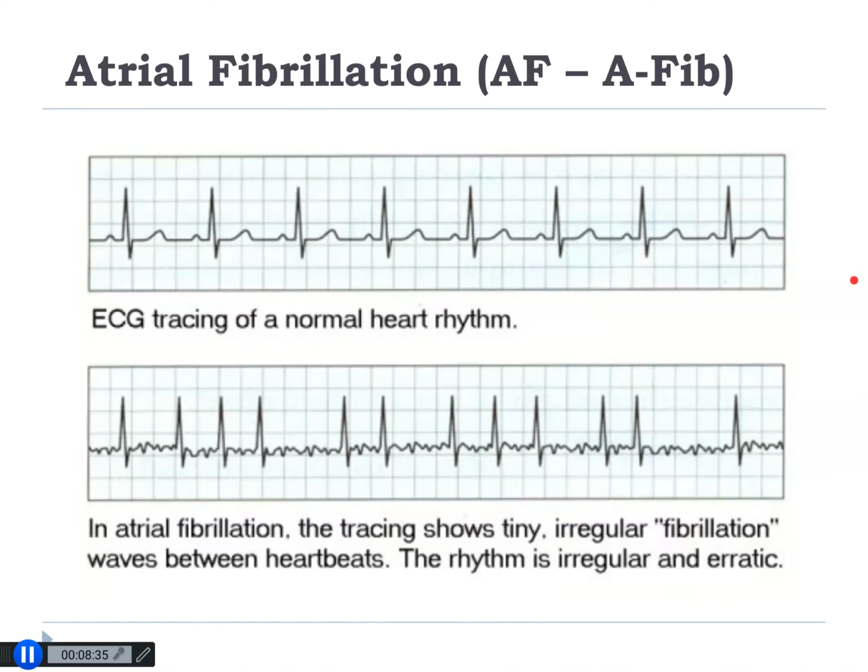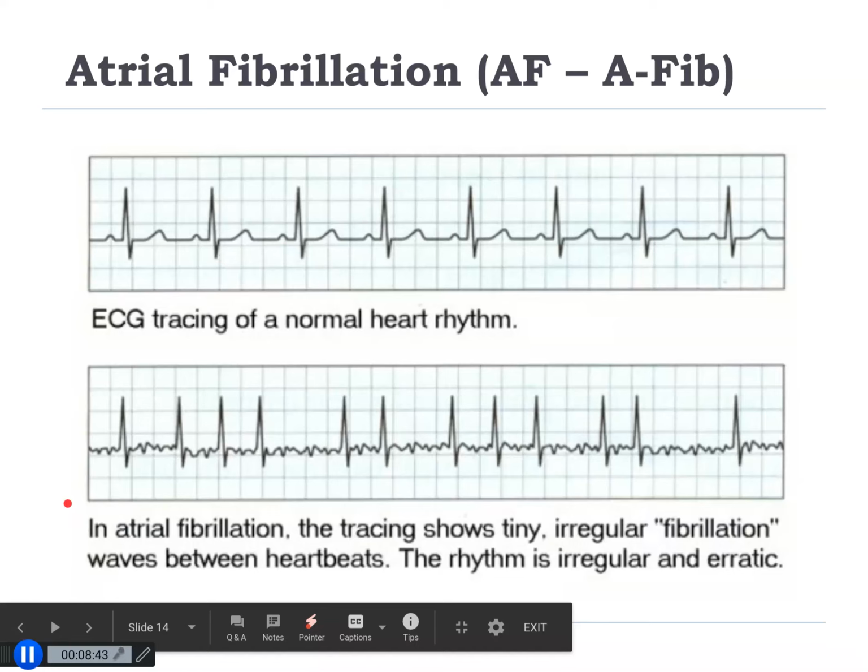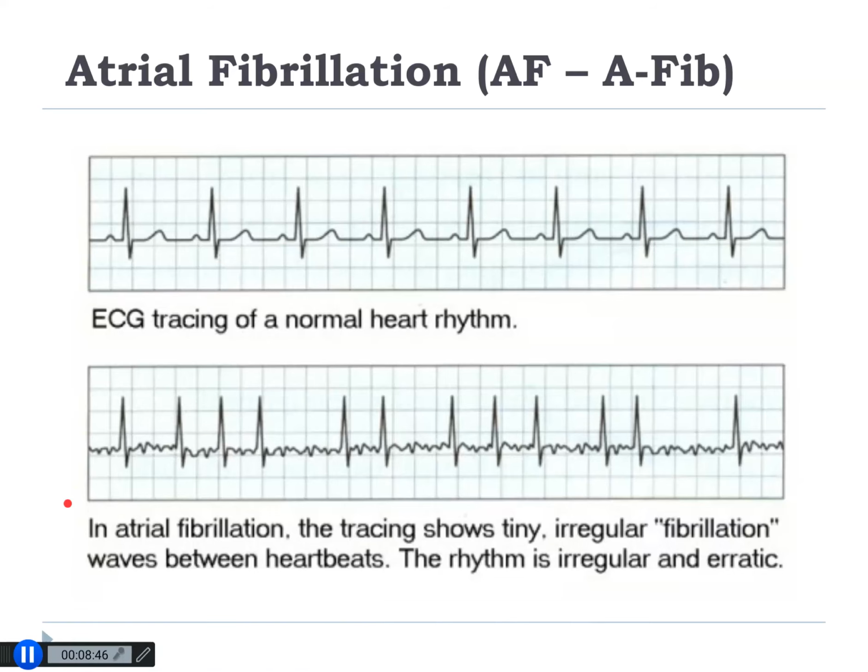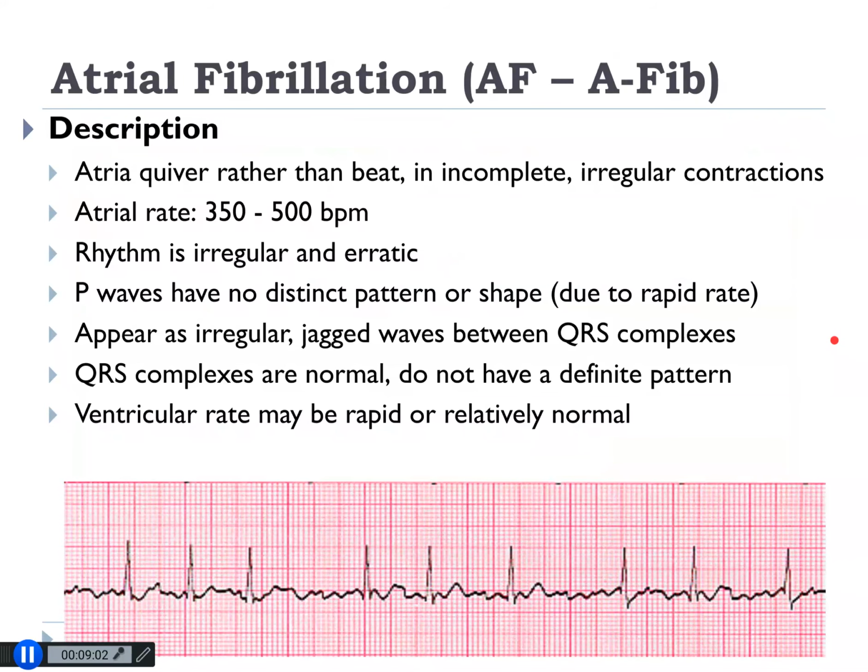So similar to A flutter is atrial fibrillation, or AFib. So in AFib, it's extremely irregular, the fibrillation. So that's the main difference between flutter and fib. Flutter is actually quite regular, but fibrillating waves between the heartbeats are completely irregular and erratic. So the atria is actually quivering in a fluttering motion rather than getting a complete contraction and squeeze. And so it's giving incomplete, irregular contractions.